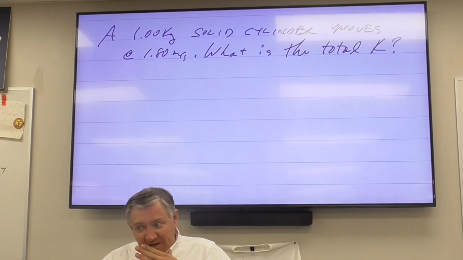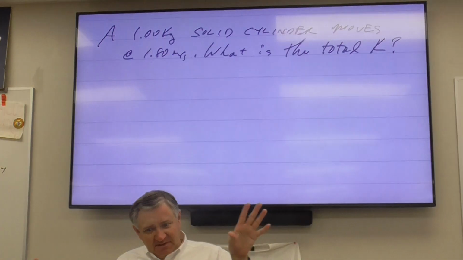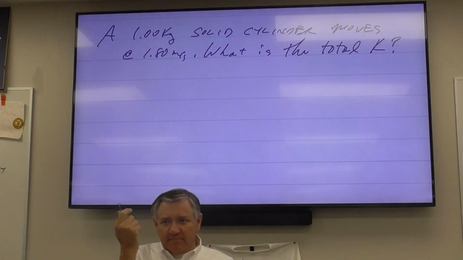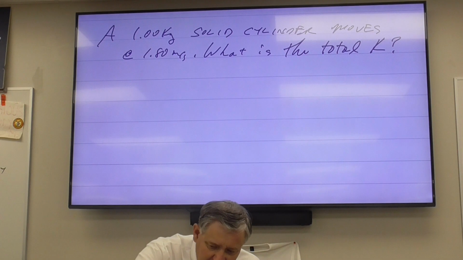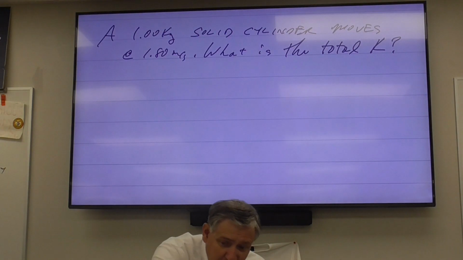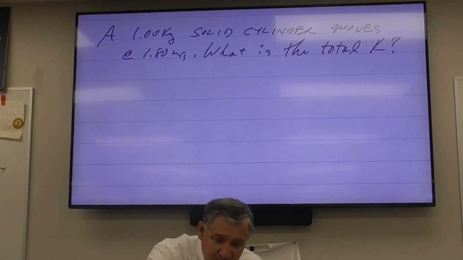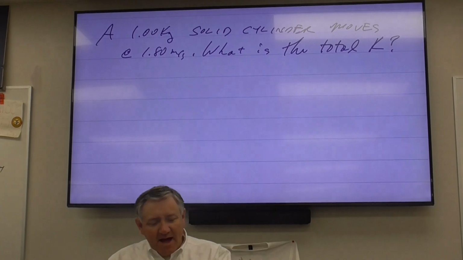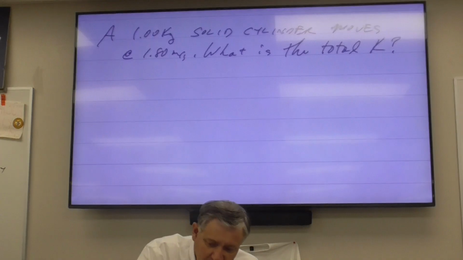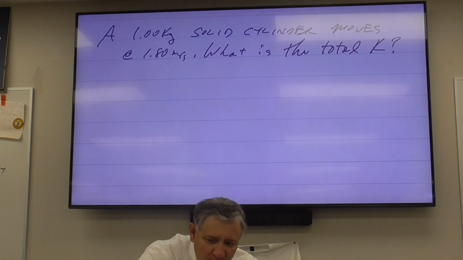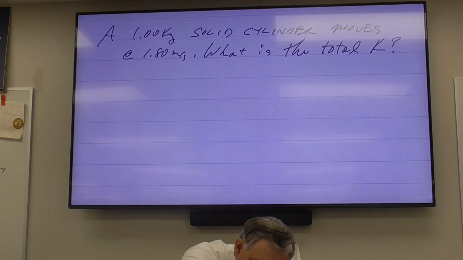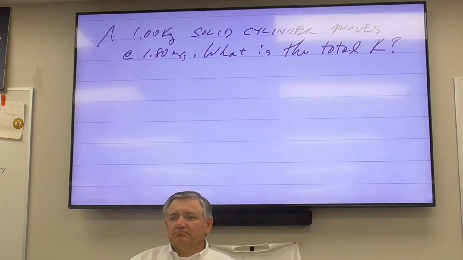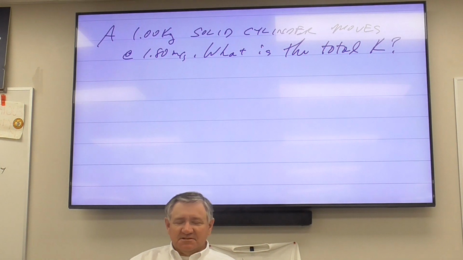Okay, so now we're going to tie a whole bunch of things together. I've got a 1 kilogram mass, and it's going to roll, and that's going to be important. I'm not sliding it, I'm rolling it. The center of mass of that cylinder is moving at 1.8 meters per second. What's the total amount of energy that it possesses? Let's just back up the bus.